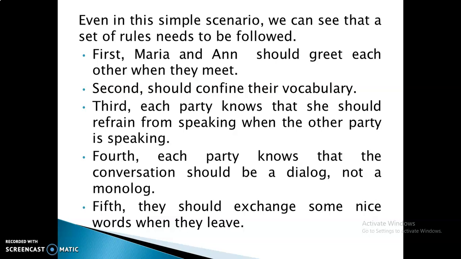Third, each party knows she should refrain from speaking when the other party is speaking. So when one party starts speaking, the other listens, and then the other starts speaking while the first listens. That is the protocol. Fourth, each party knows that the conversation should be a dialogue, not a monologue. A monologue is nothing but an act or an expression. Fifth, they should exchange some nice words when they leave.